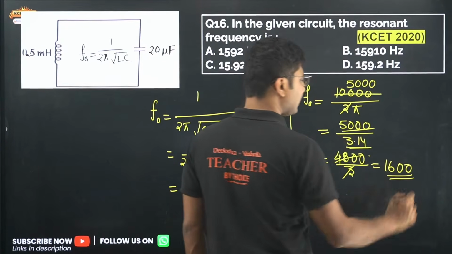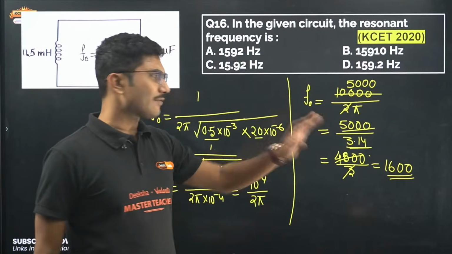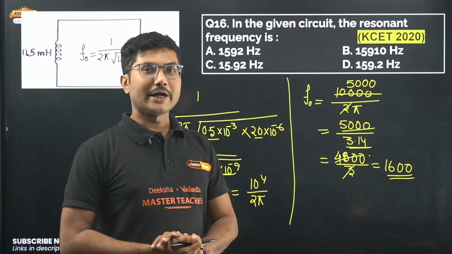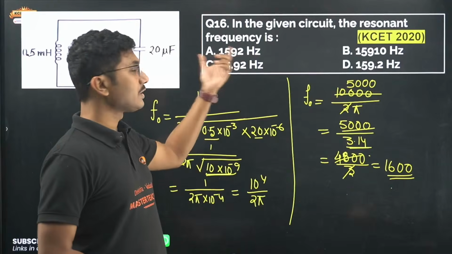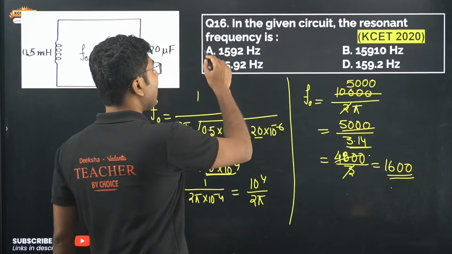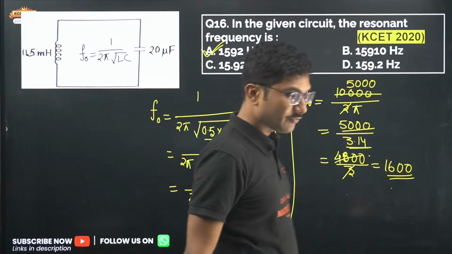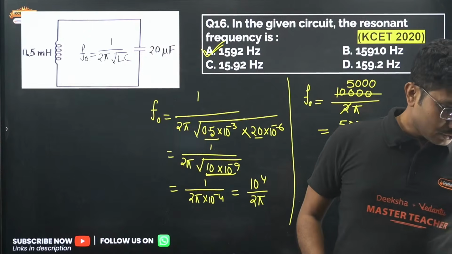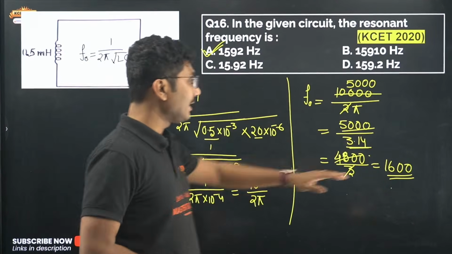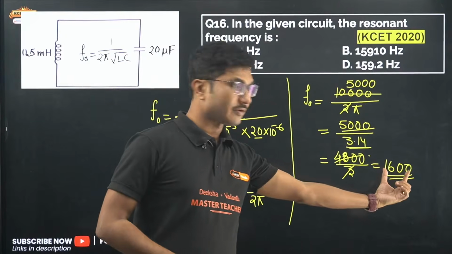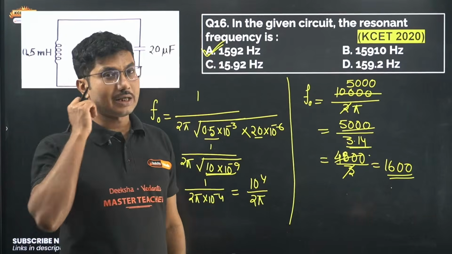This is the closest figure. We are not interested in the exact figure. First of all, we will try to find the closest figure. So 1600 is the closest figure. Which one is closest to 1600? The only one closest to 1600 is 1592. So this is the correct answer, 1592. So how did we arrive at it? We just figured out that this must have 4 digits, so 4 digits should be the correct answer.